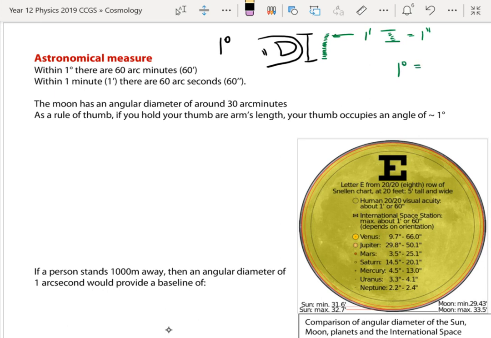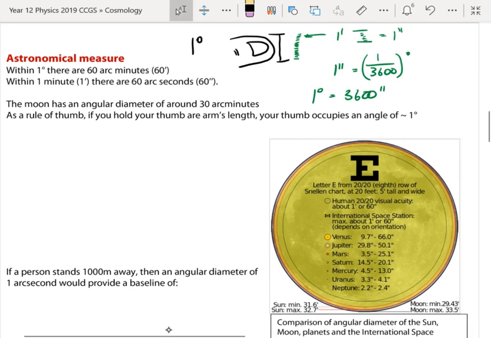So, let's go the other way. 1 arc second is 1/60th of 1/60th. It's 1 over 3,600ths of a degree. And going backwards, 1 degree is made up of 3,600 arc seconds. Okay?